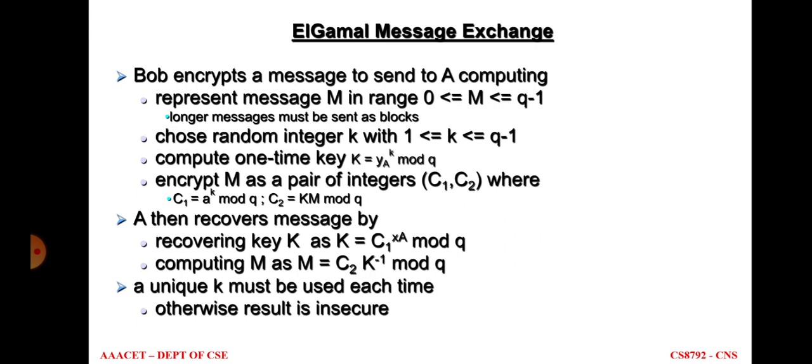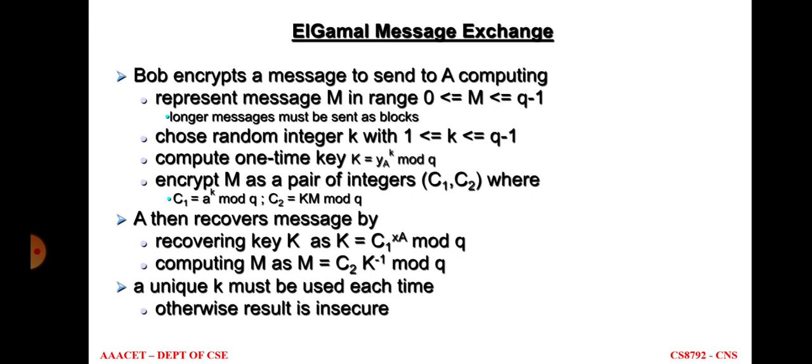Here the value K is also between 1 and Q minus 1. The key value is equal to y power K mod Q. And here the pair of integers is C1, C2. C1 is equal to a power K mod Q, and C2 is equal to K times M mod Q.